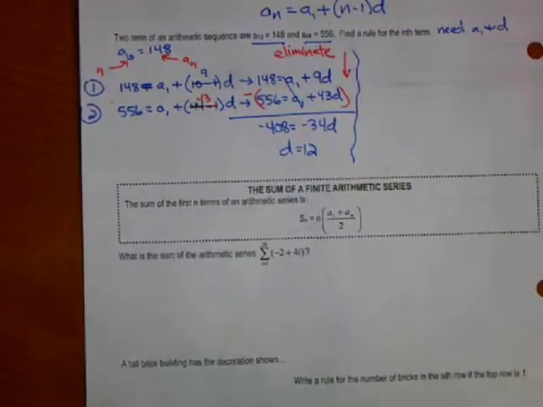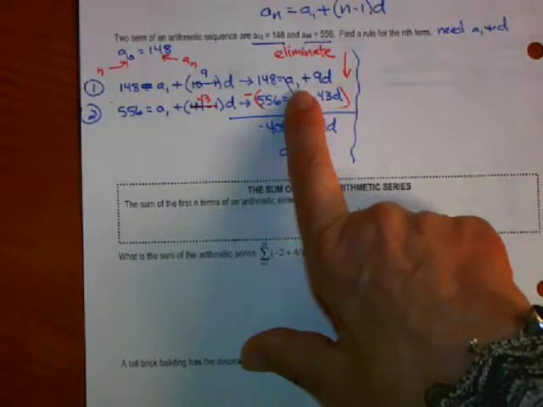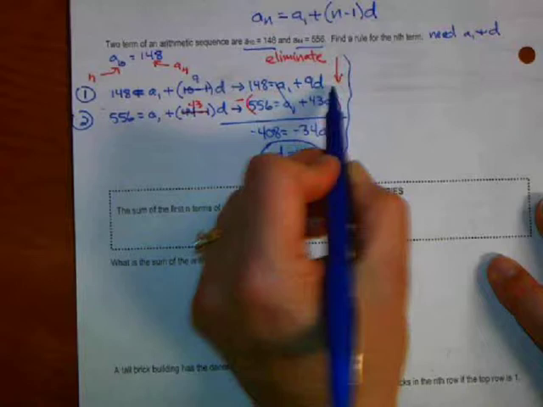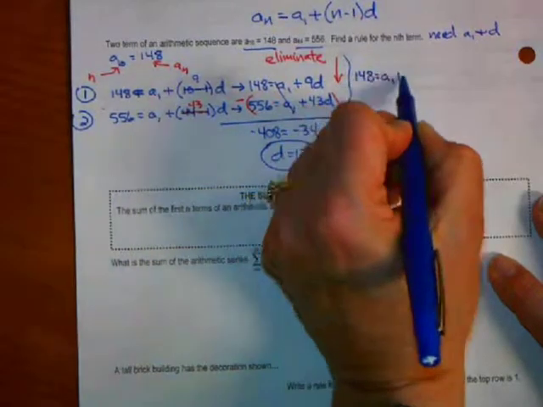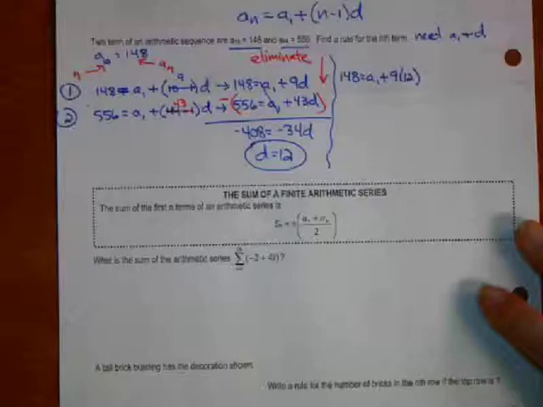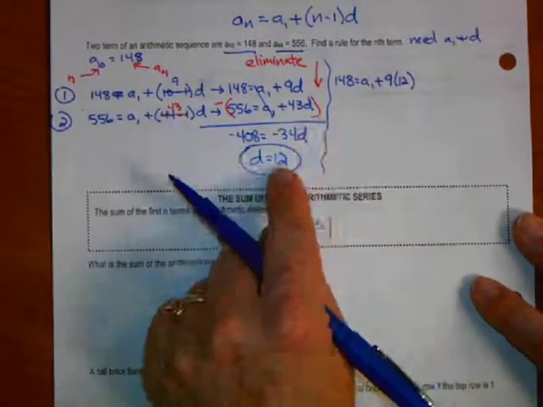Can I easily get A of 1 now? I can just stick it into one of these. Doesn't matter. Stick it into the first one. Okay? So I'm going to take d and plug it into my first equation. 148 equals A of 1 plus 9 times 12. So I stuck d into my first equation, right here.